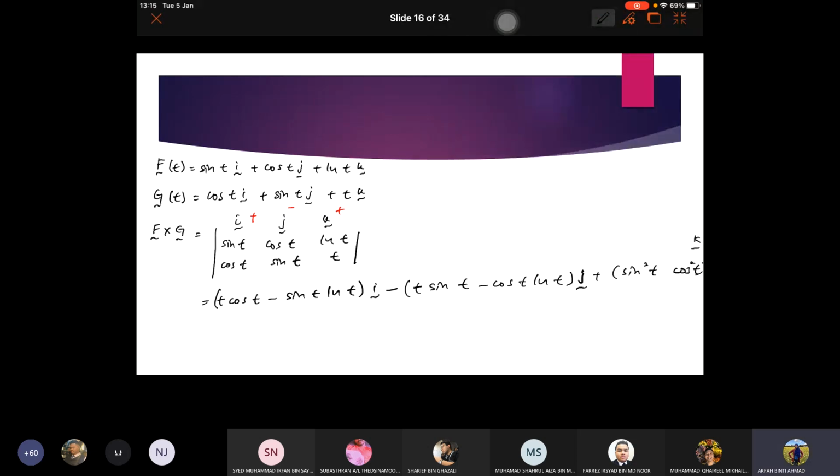Okay. Dan dalam darab silang, tolak cos squared T. So itu jawapan dia. Dapat eh? Itu je. Oi, dapat tak?